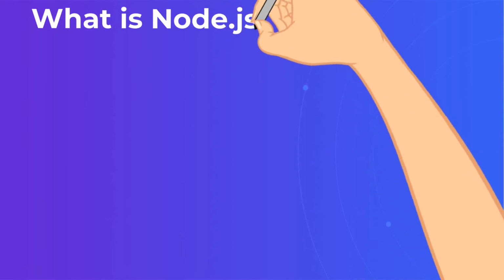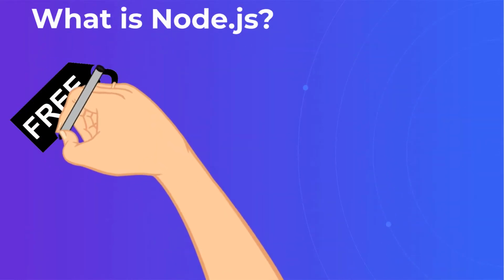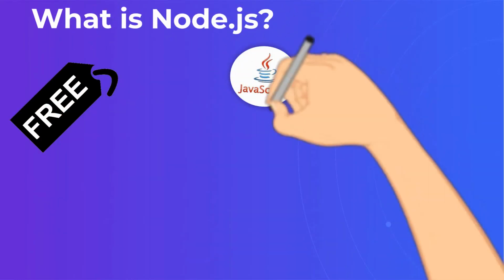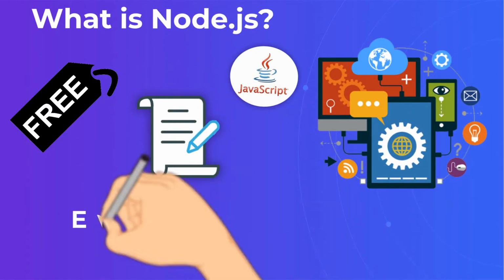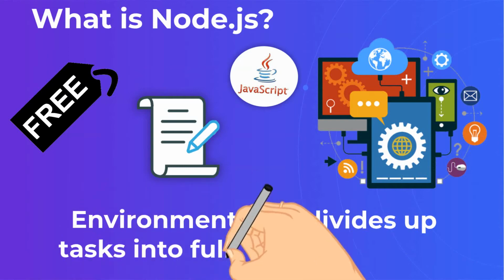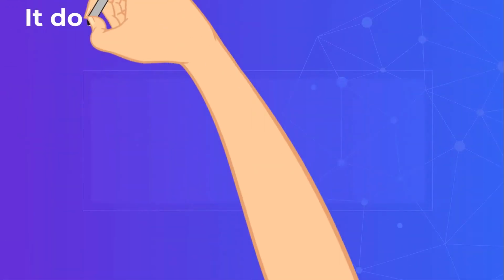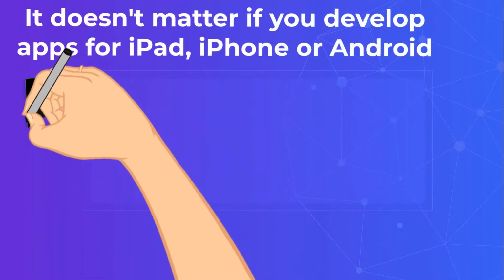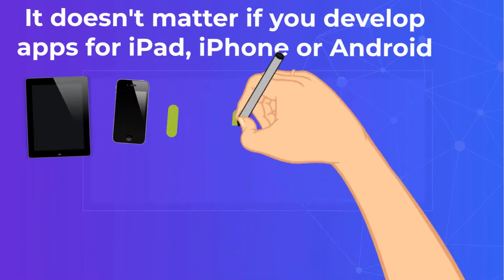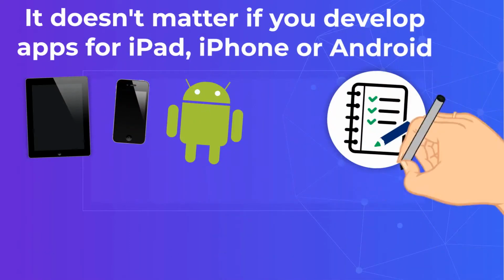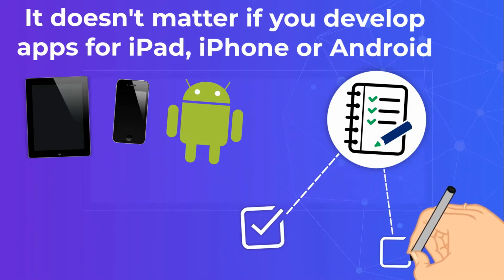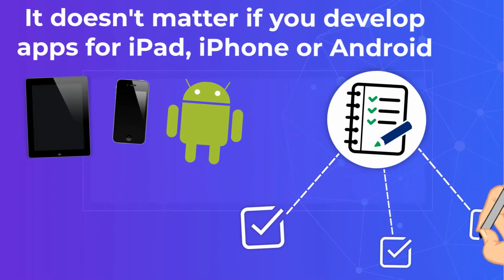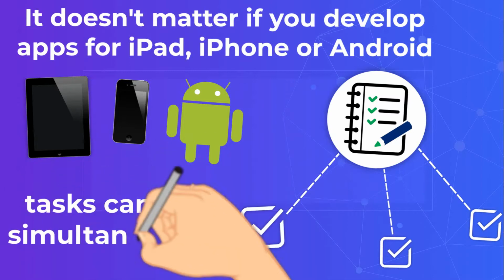What is Node.js? It is a free, open-source, cross-platform runtime environment that runs on JavaScript, meant mainly for the server-side or client side of a mobile application. It is a full-stack development environment that divides up tasks into fully separate nodes. Whether you're developing apps for the iPad, iPhone, or Android, nodes are what make this environment so useful to programmers, because each task is separated into independent node paths. Tasks can run simultaneously and seamlessly together without bogging down the server or using up too much capacity.